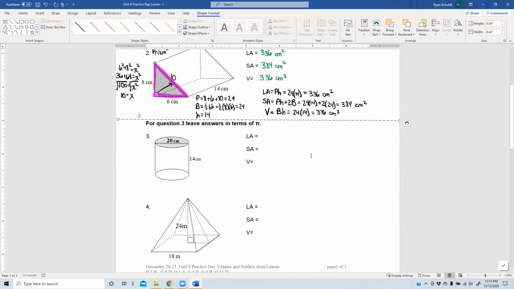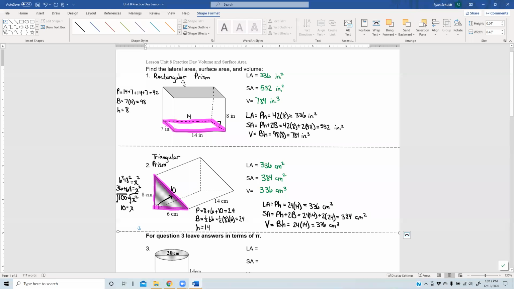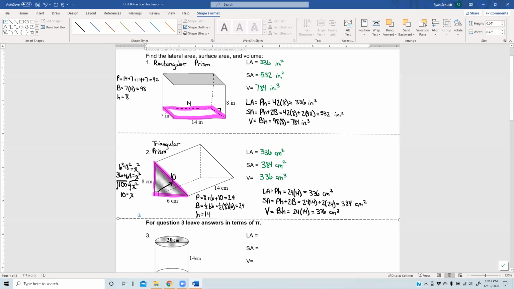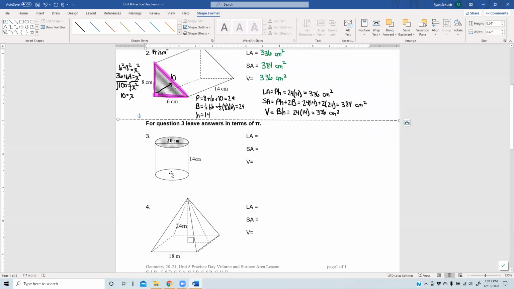Okie dokie. Now, we did the prisms basically. We did rectangular prism, we did triangular prism. Now let's look at cylinders. And notice it says for question 3, leave our answer in terms of pi. So for this question, we're going to leave our answer in terms of pi.